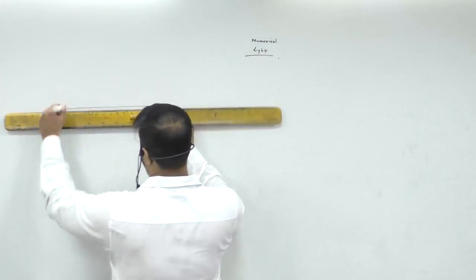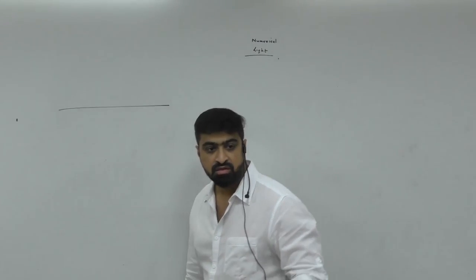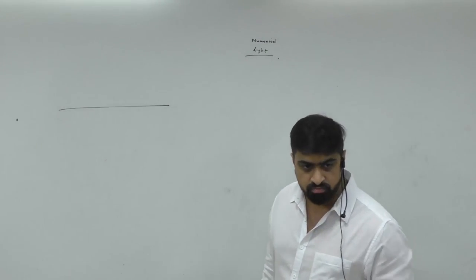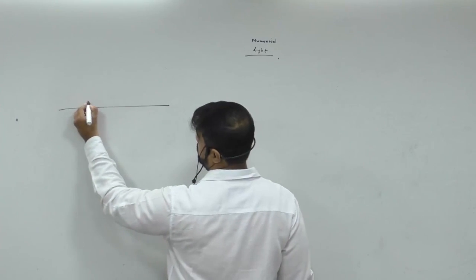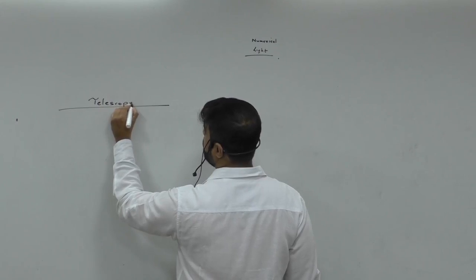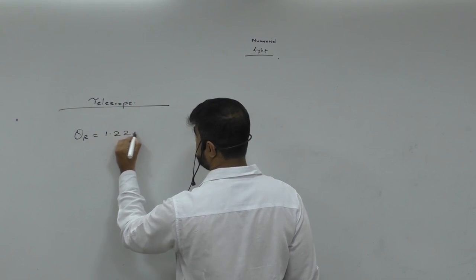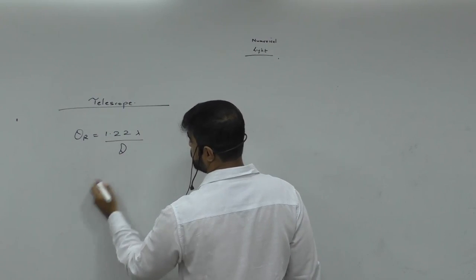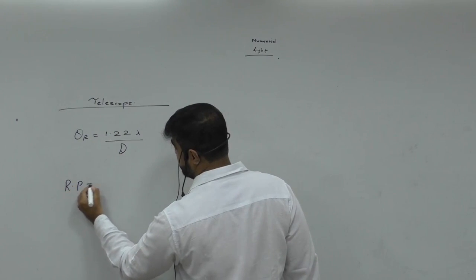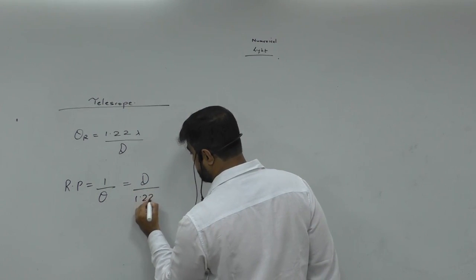Now, microscope and telescope. Telescope. Theta resolution is 1.22 lambda by d and resolving power is 1 by theta, that's d upon 1.22 lambda.